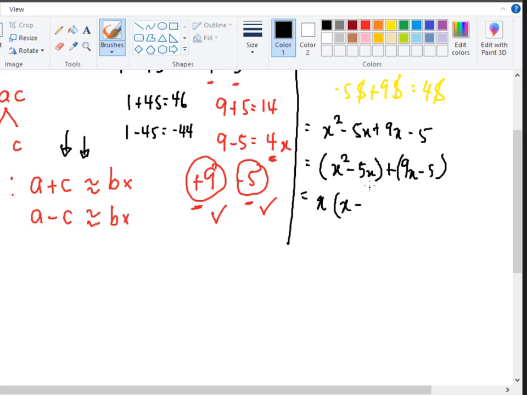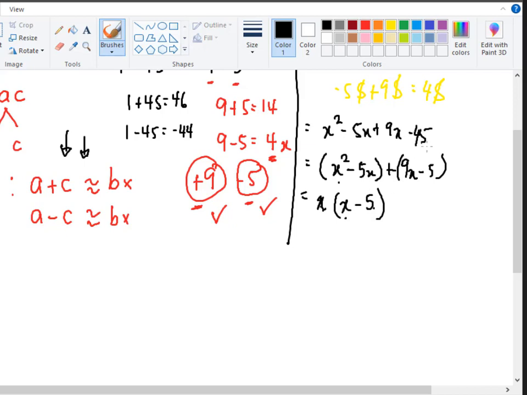So when you go to this side, you bring x out, it will be left with what? 5. Because when we are to expand, we are going to multiply through by this x. So if this x is multiplying this x, we are going to get our x squared. If this x is multiplying 5, we are going to get 5x. So it's the same thing.